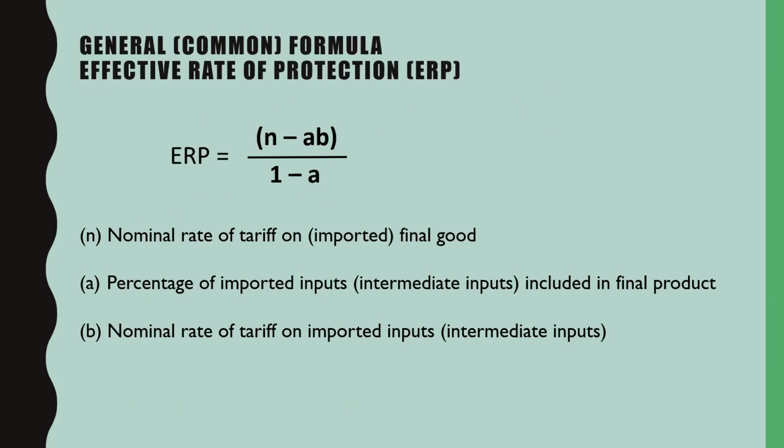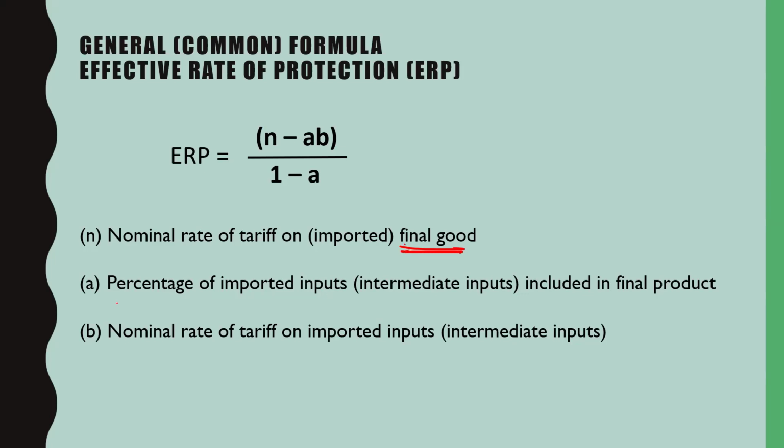So I just want you to quickly check a few things here. The common formula for effective rate of protection is (n minus a into b) divided by (1 minus a). What is n? N is the nominal rate of tariff on imported final goods. I repeat, nominal rate of tariff on imported final goods. Final goods.